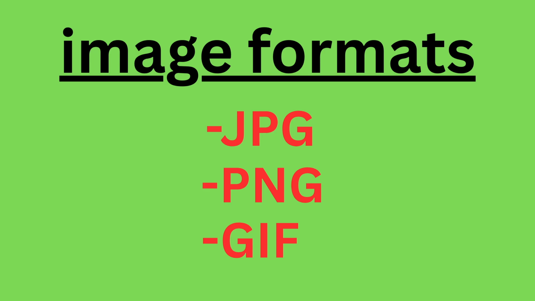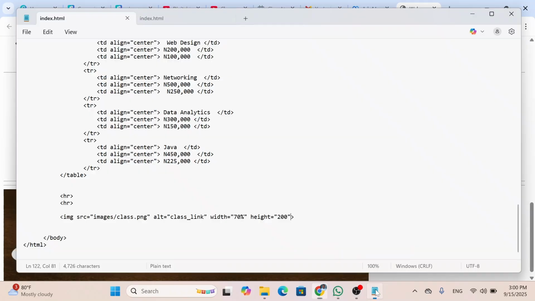And so quickly returning to our notepad, we can actually see that our image is class.png because PNG has better quality than JPG. JPG files are better used when you want to share pictures. They are better used for photographs, but PNG are better used for graphics.